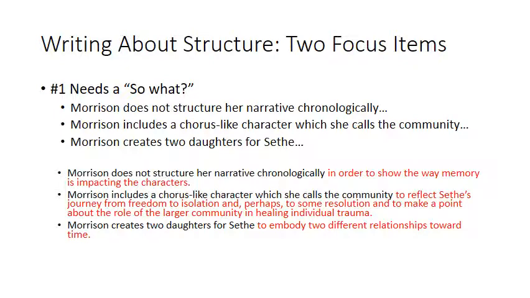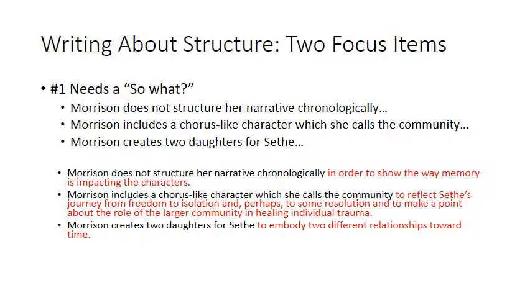Morrison does not structure her narrative chronologically in order to show the way memory is impacting her characters. All right, there you still are going to have to get specific. How is memory impacting the characters? But at least you've got a plan. Your paragraphs are each going to deal with the ways memory impacts characters and how the narrative supports that.